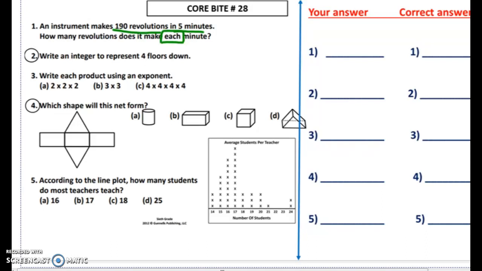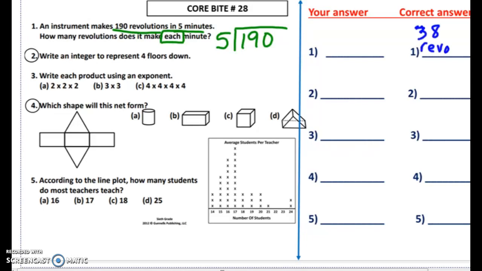But to determine the answer to this problem, you would need to divide the total number of revolutions by the number of minutes. You must show your work for this problem. So pause your video and complete the work. After you did the division, your answer should be 38 revolutions.